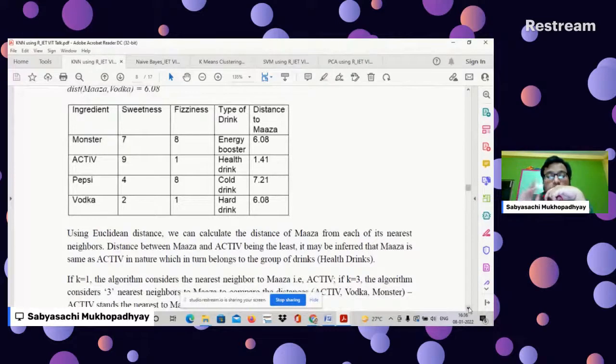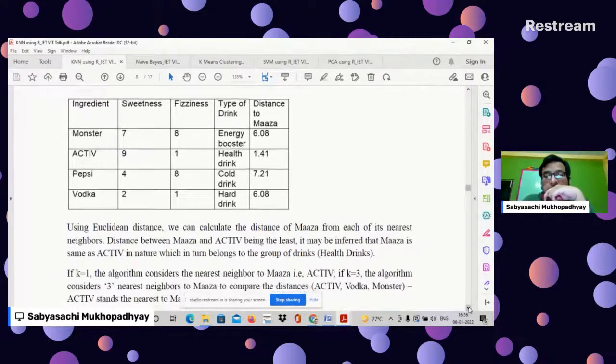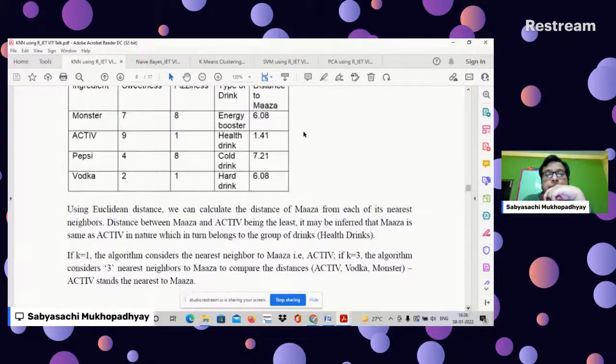Now from the k nearest neighborhood, if we consider the three nearest neighborhood points, 6.08, 1.41, 6.08, which one is the nearest distance? The nearest distance is, if you take k equals to 1, it will be Active. That means the Maja will be considered under the nearest neighborhood of the health drinks.